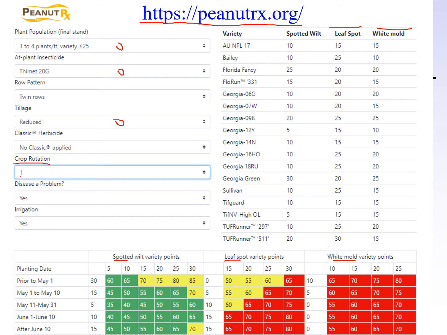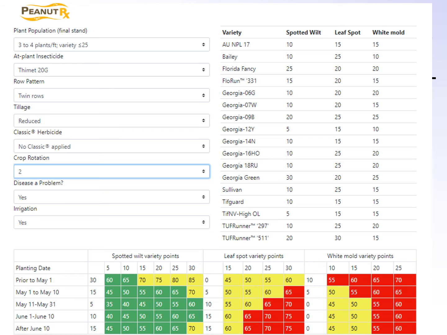I've entered a value of 1 for crop rotation. That means planting peanut every year in the same field year after year. And I wanted to look at the impact of that on leaf spot here and white mold here. And we see that regardless of the variety that we plant, that's what's listed here, or the time of year that we plant it, we can only achieve a moderate or high risk of disease with only a single year of rotation.